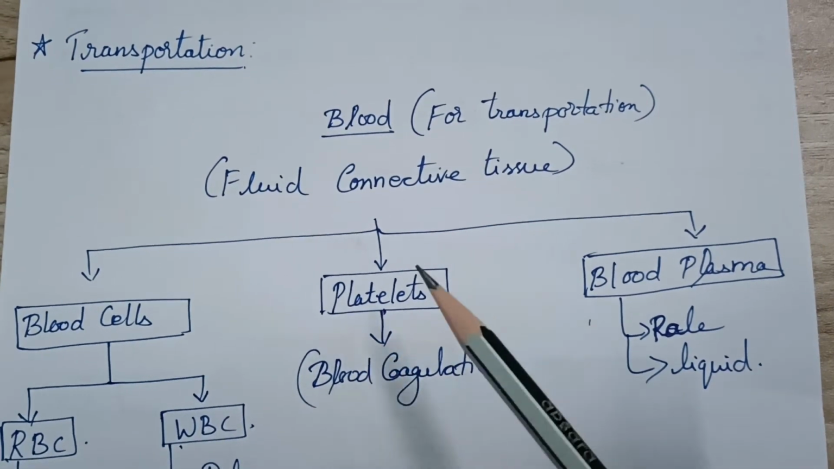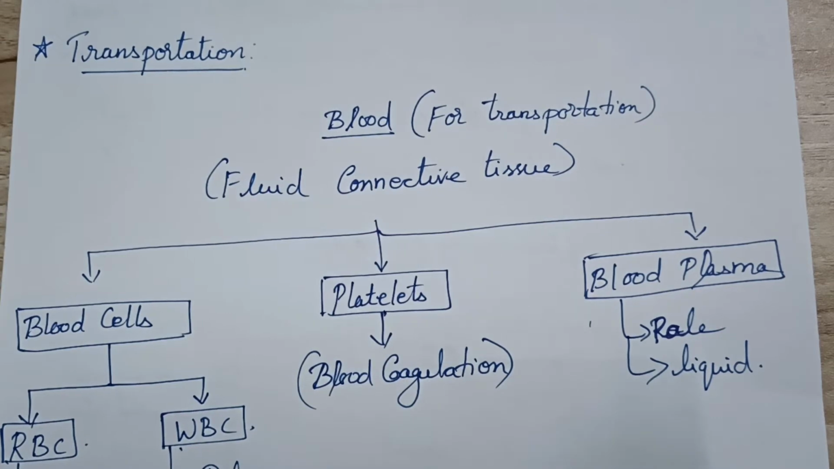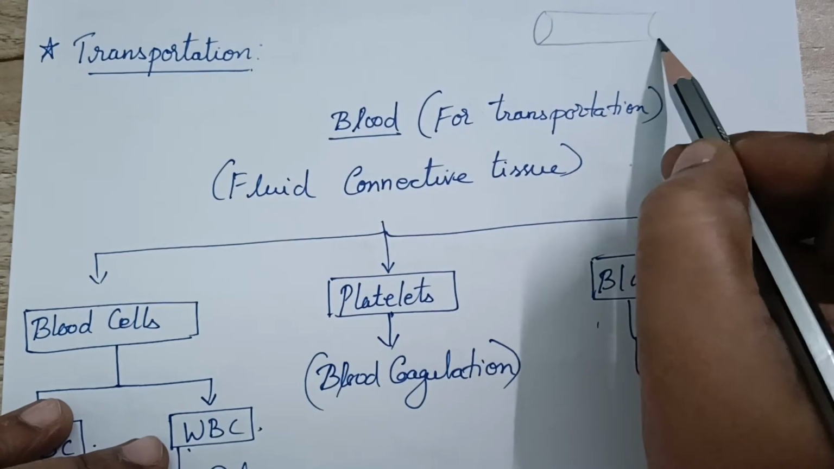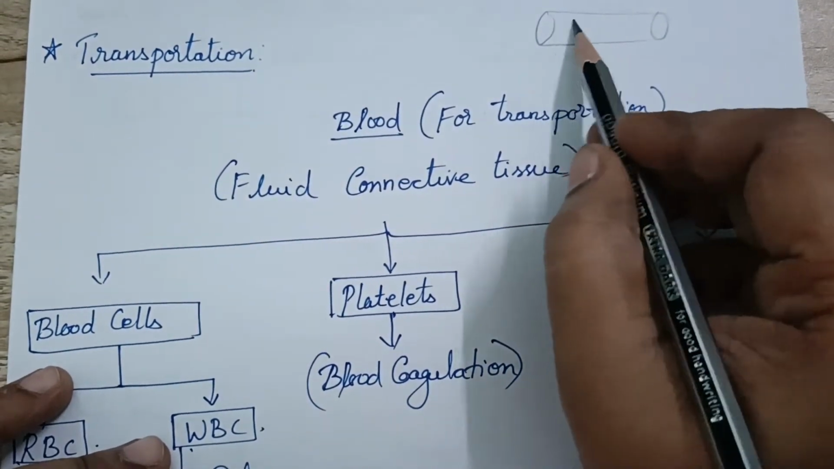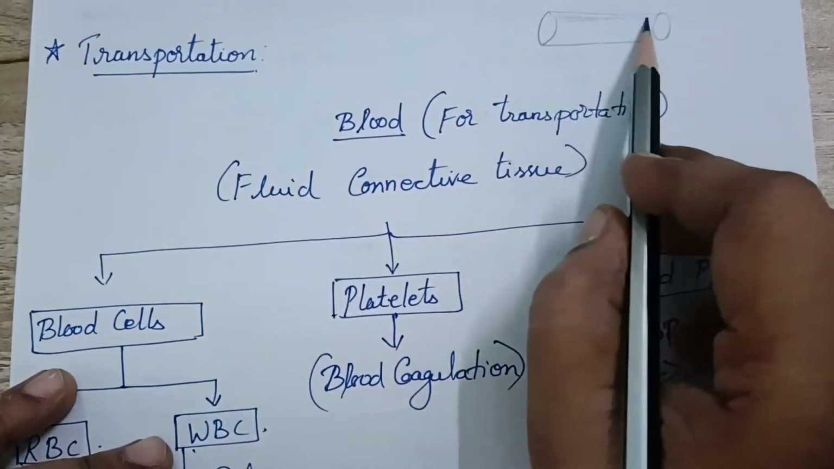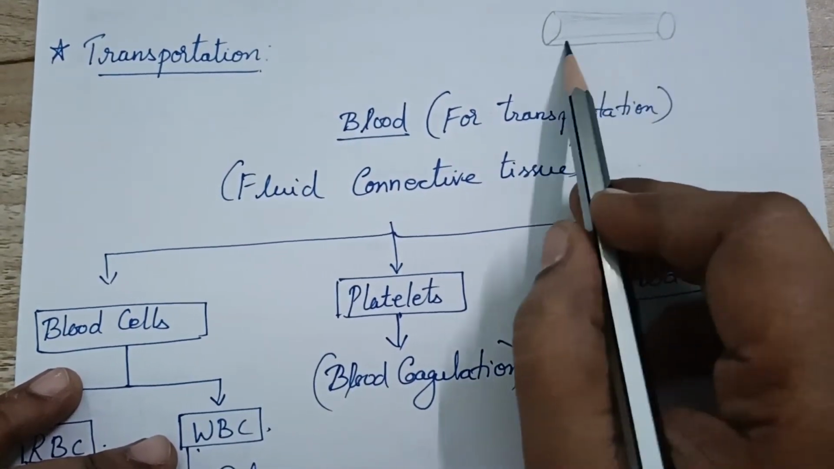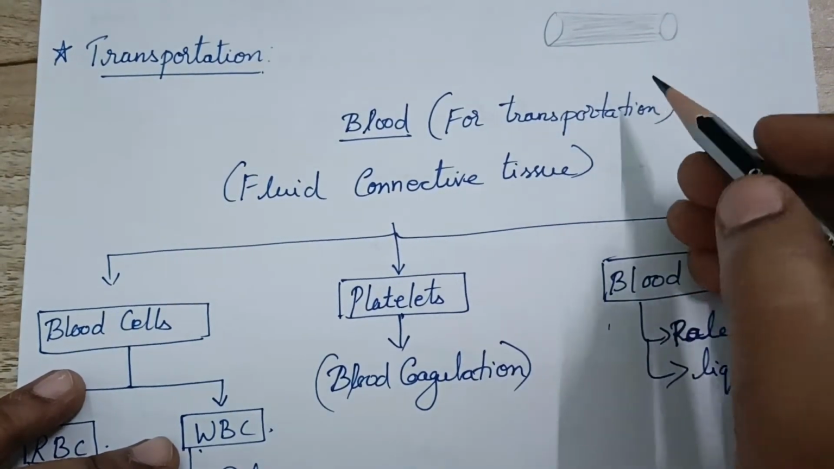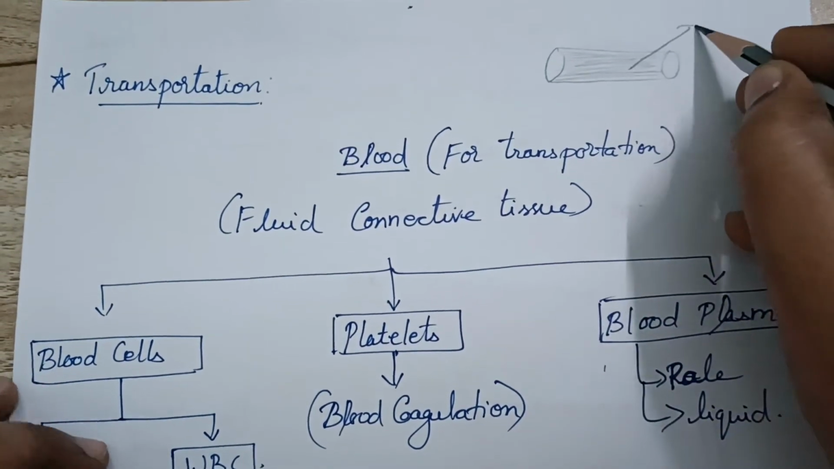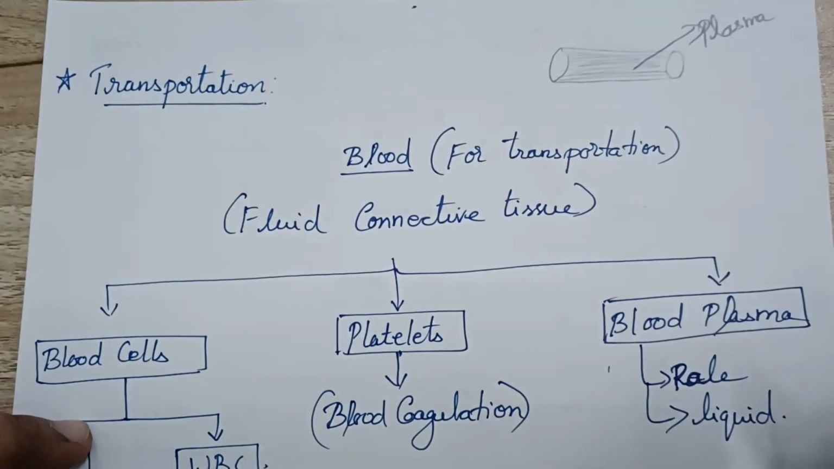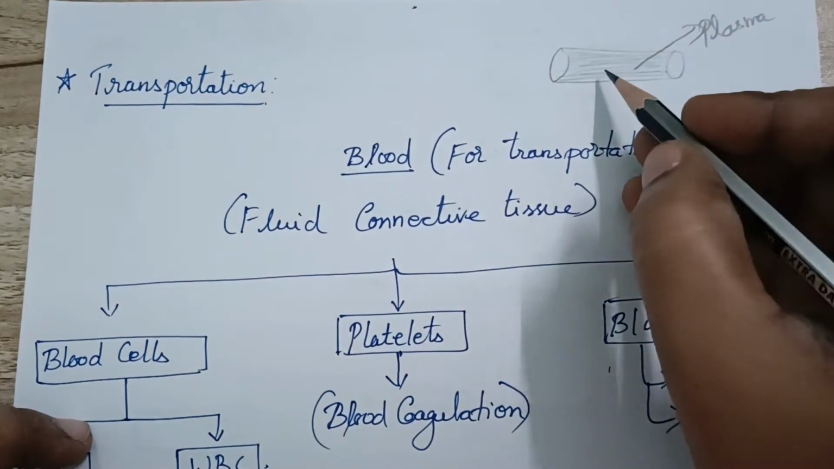So what does this blood contain? Otherwise we can say, what are the components or composition of blood? If you open this, for example, this is a capillary. It carries the blood. So what does this blood contain? It contains a fluid. Already it is mentioned that it is a fluid, right? This fluid is nothing but your plasma, right? In that plasma, what is suspended?